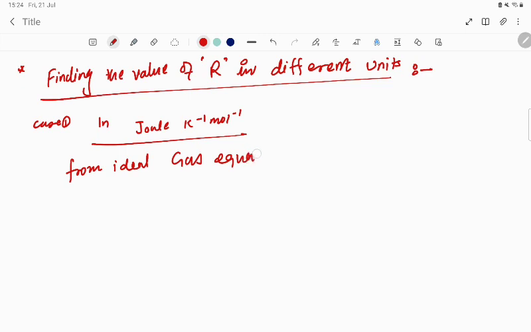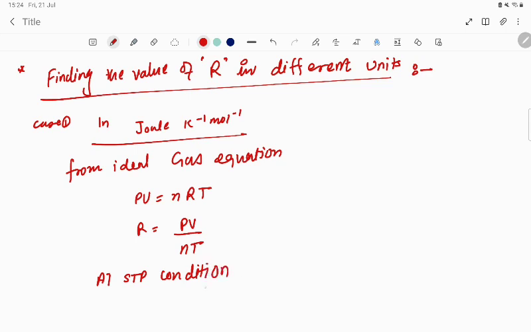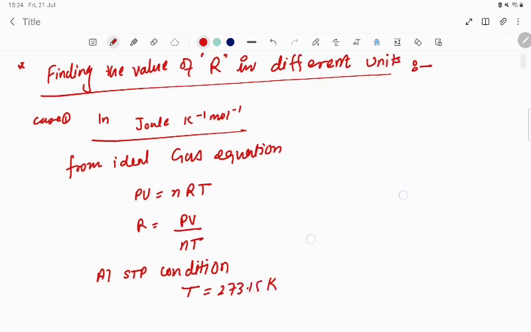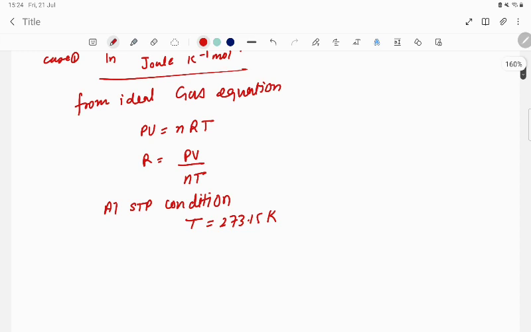If you are solving the ideal gas equation, student, what are you going to get? PV is equal to nRT, right? So R is equal to PV by nT. Now at STP condition, temperature T is equal to how much, student? T is equal to 273.15 Kelvin, right?